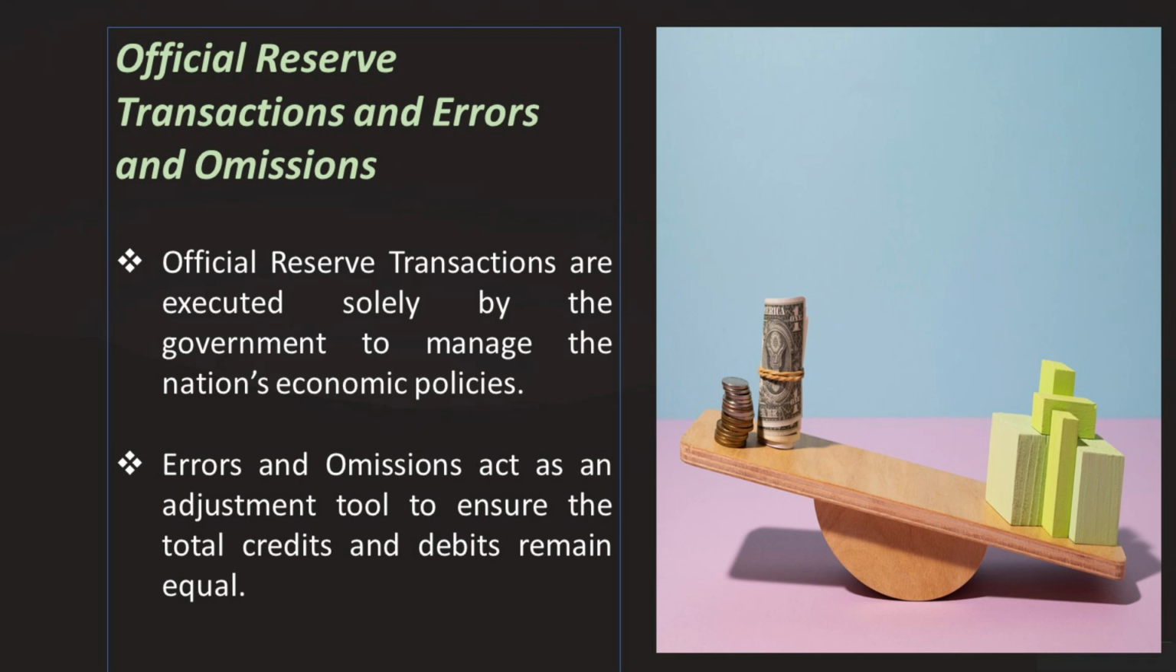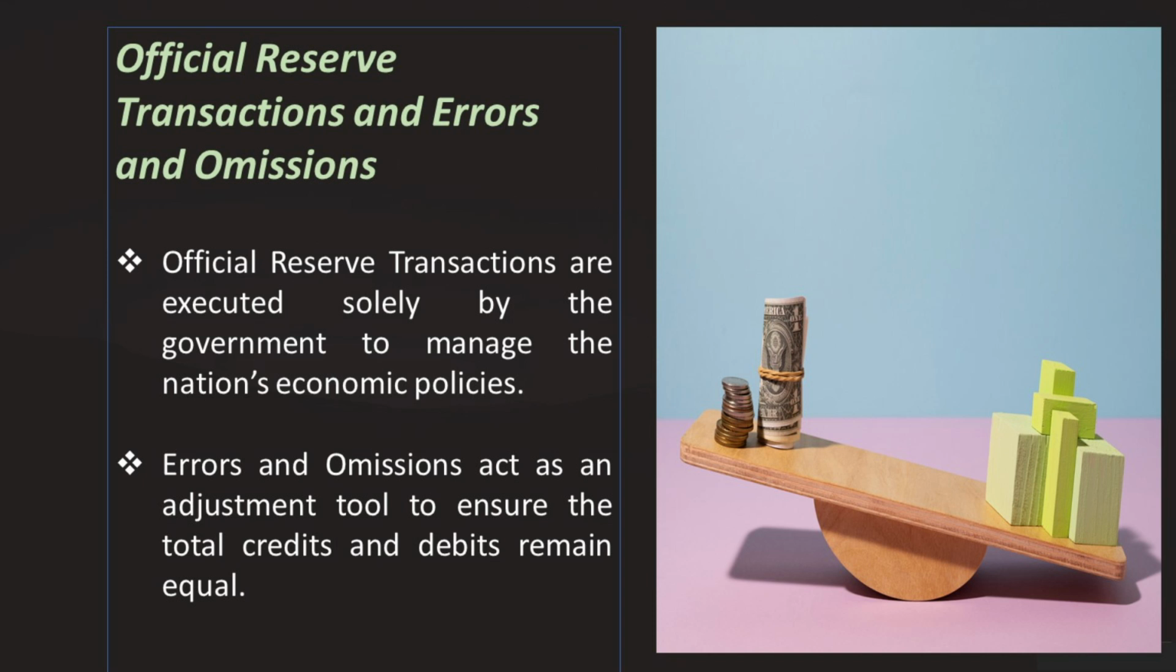So, what are the components of balance of payment? The first component is the current account, the second component is the capital account and the third component is official reserve transactions. Now, another very important component of balance of payment is errors and omissions.